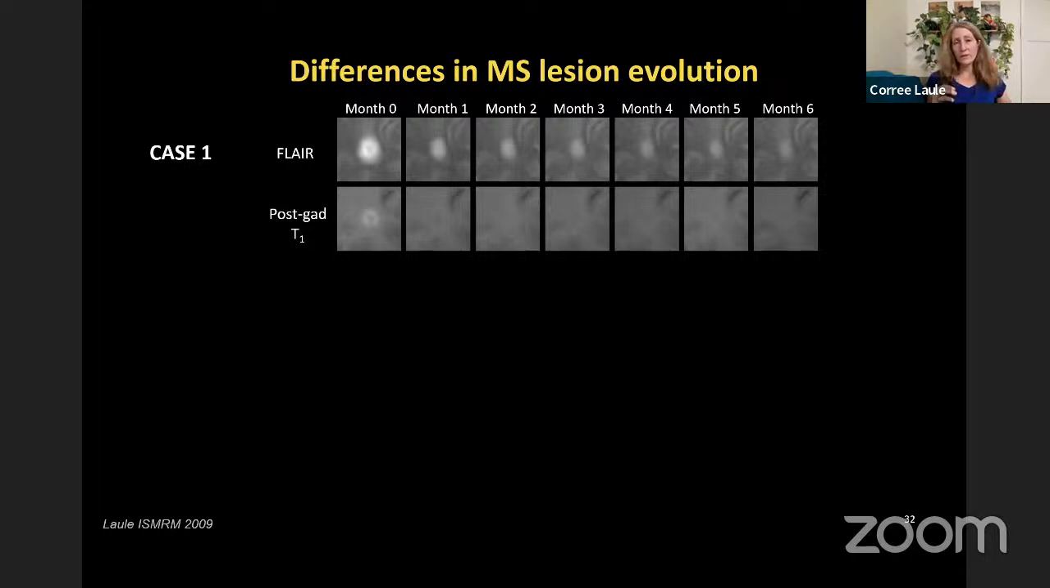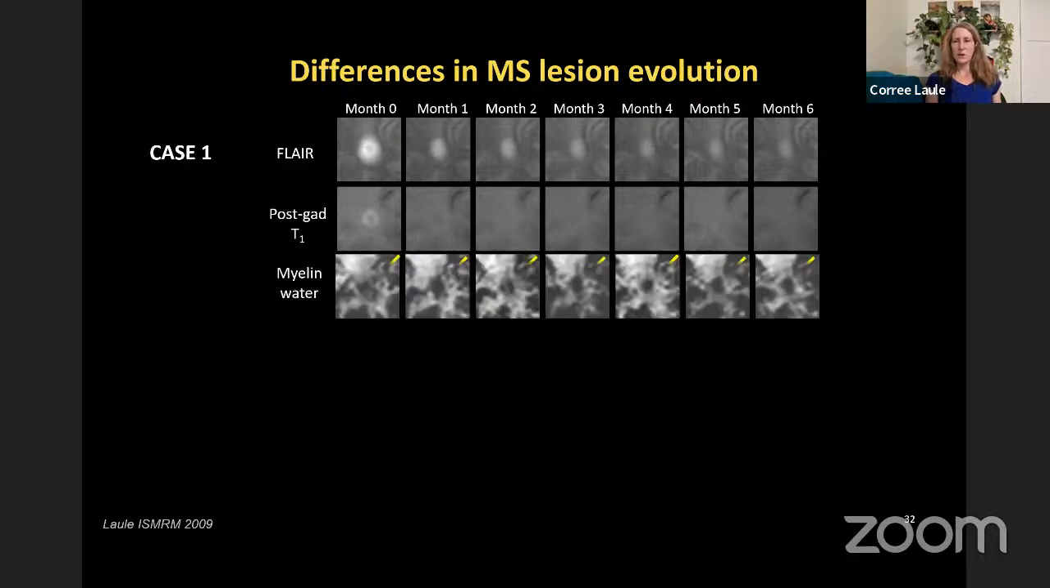We can try and answer that question about how different lesions might evolve over time by doing a serial study where we scan the same person multiple times over the course of a number of months. Here I'm going to show two cases, case 1 and case 2, not the same cases as in the previous slide. At month 0, there's a lesion that appears. It shows some enhancement on the T1, which indicates this is a new kind of lesion. There's blood-brain barrier breakdown. And then over time, the lesion gets smaller.